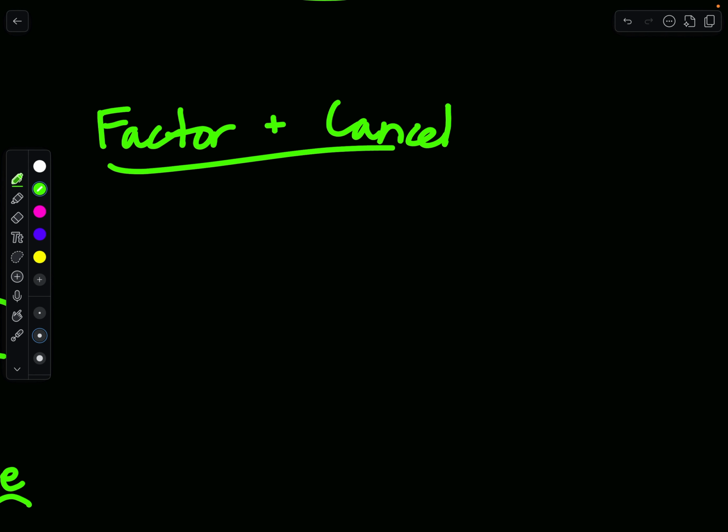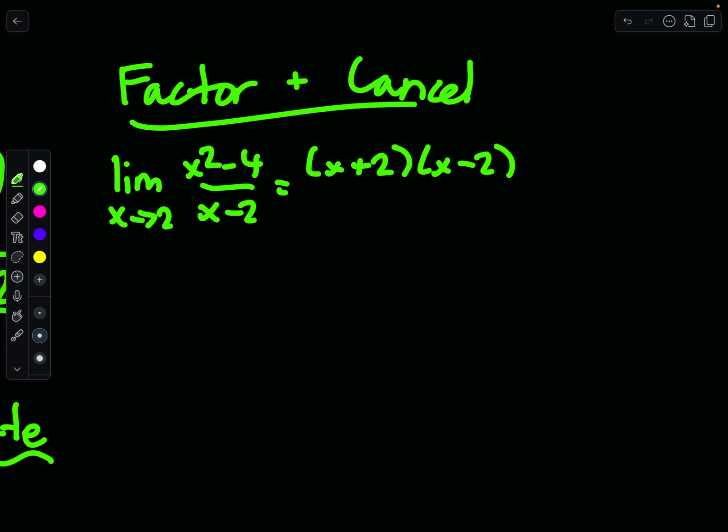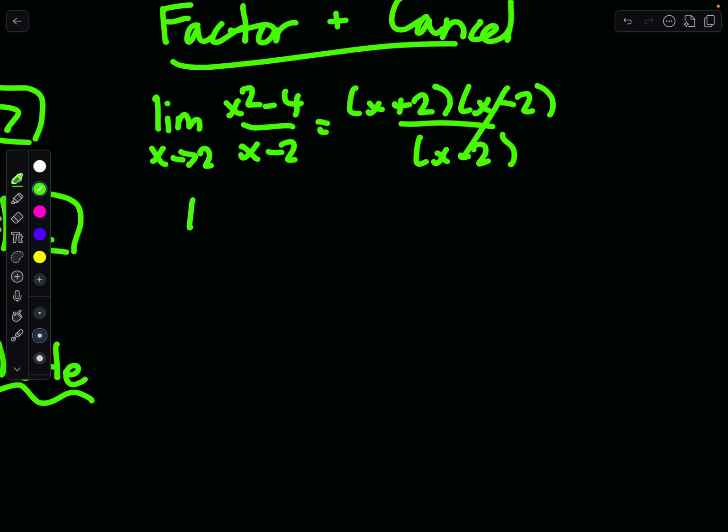For factor and cancel, this is when substitution fails because of that indeterminate form, 0 over 0. So the next step is to simplify. Most of the time, it really helps to factor the numerator. One example is our previous problem, x squared minus 4 over x minus 2. Here, this is a difference of squares, so we factor, we cancel, and we are left with the limit as x goes to 2 of x plus 2. Now you can use direct substitution and get 4.